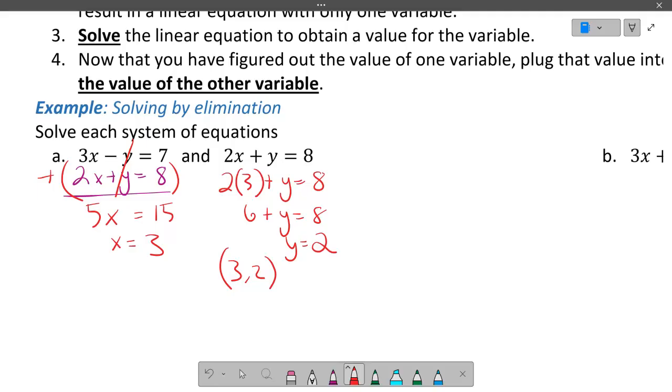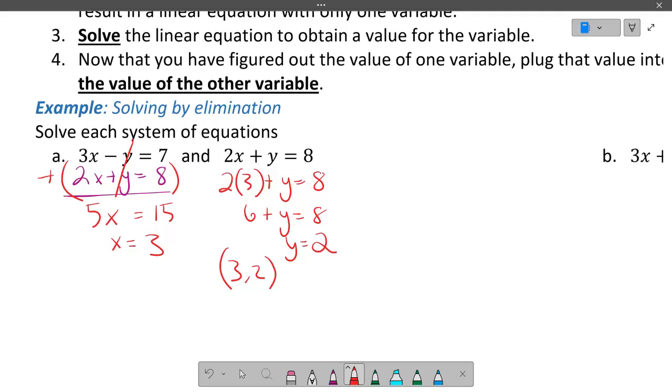How did I get this 2? So we take this 3, substitute it back in. 2 times 3 is 6. We subtract 6 from both sides. Y equals 2.